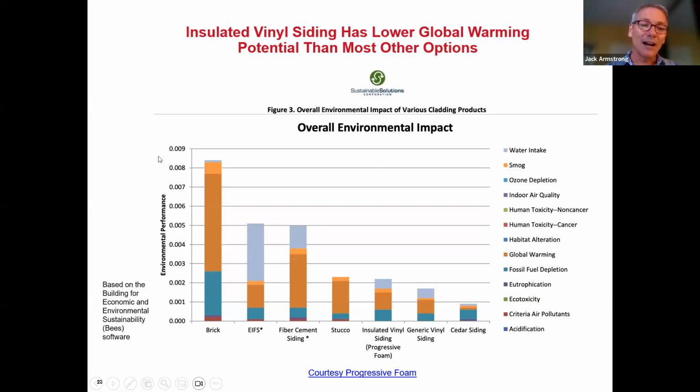So you can see the environmental performance of all these, and certainly brick is huge on this list. EIFS is about half of that, about equal to fiber cement siding. Stucco is way down here, very similar to what we have with vinyl siding. And then, of course, you have your cedar siding, which is the best. And then you can see the various EPD information for environmental impact here on the side.